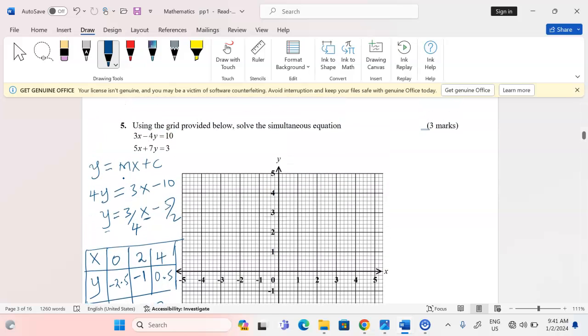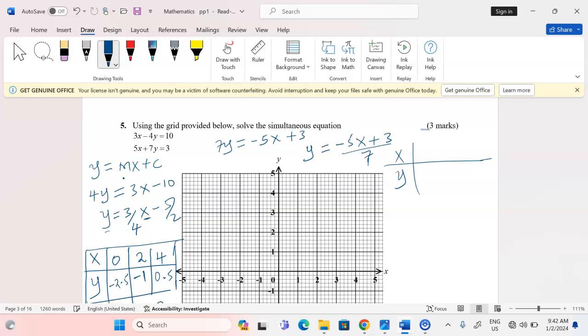This equation is 5x plus 7y equals 3, in which we can say 7y is equal to negative 5x plus 3, so that the value of y now becomes negative 5x plus 3. None of them is divisible by 7, so we can just have over 7 like that. So that is the equation. We can have the values of y and those of x, so that we come up with a table.